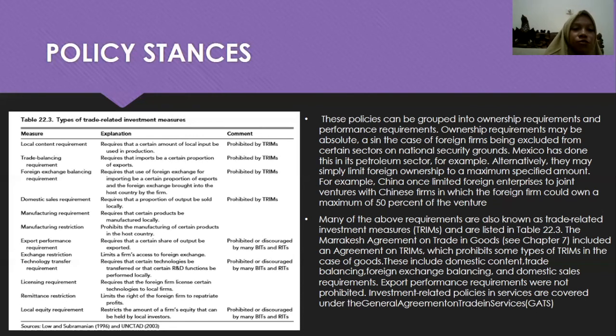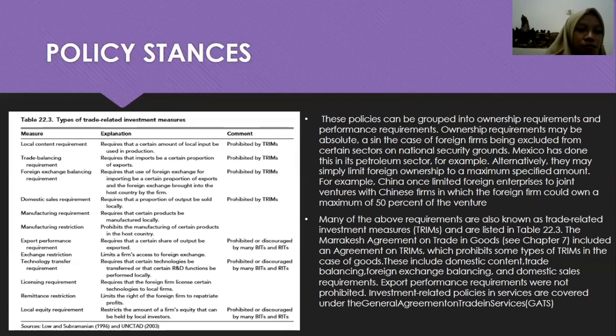So next is manufacturing requirements. It requires that certain products be manufactured locally. And then manufacturing restrictions prohibit the manufacturing of certain products in the host country. And next is export performance requirements. It requires that a certain share of output be exported. It's prohibited or discouraged by many BITs and RTAs.